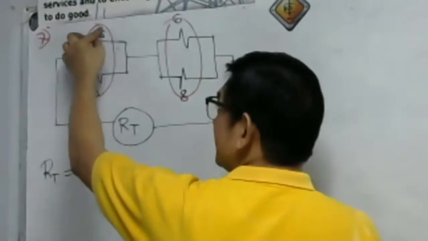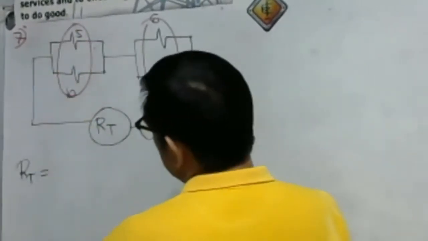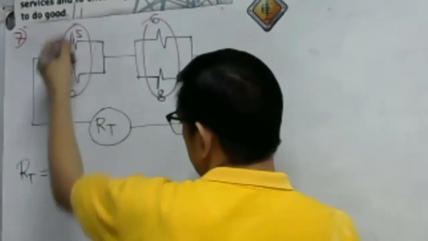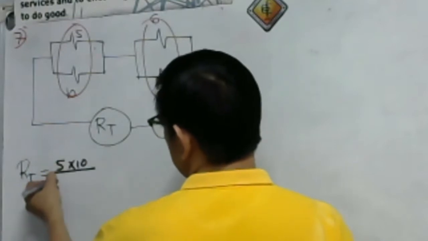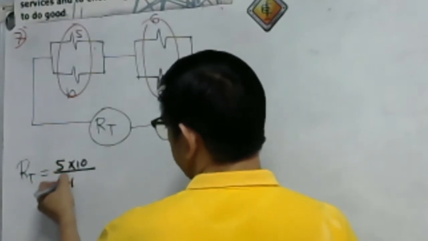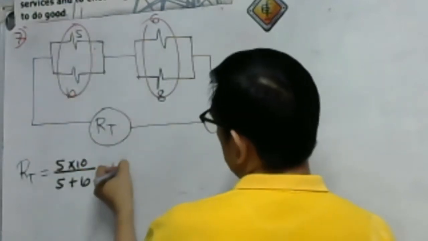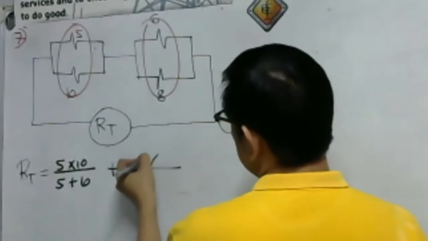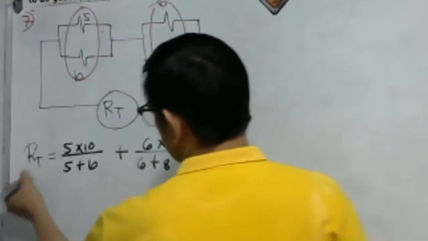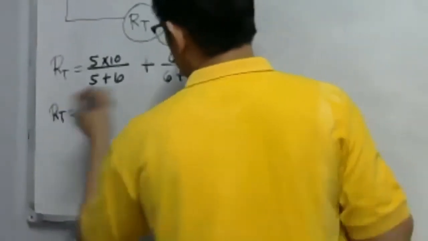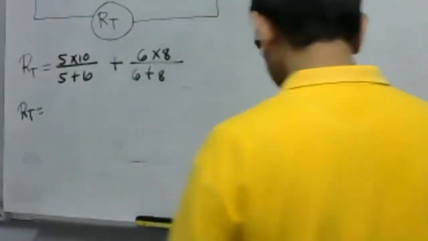What is the resistance of this combination? Okay, so this is 5 times 10, product over the sum, no? This is 5 plus 10. Since they are in series, you have to add the 2. So this is 6 times 8, the parallel combination, over 6 plus 8. RT, okay? Let us have now the answer.